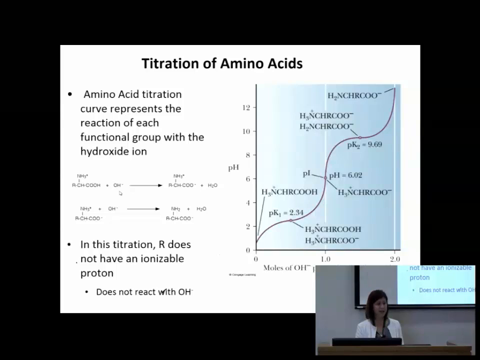So which proton is going to be ionized or neutralized first? It's going to be the acid one. So first is going to be the acid one. Once that's completely neutralized, then it's going to be the amine one. Remember that the acid one is going to be neutralized first because it's a proton donor, and then the amine one because it's a proton acceptor. So it's much more difficult.